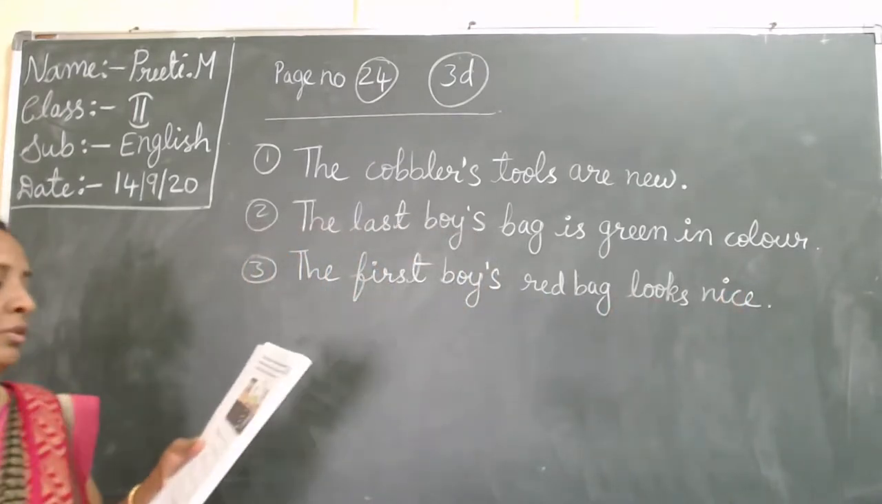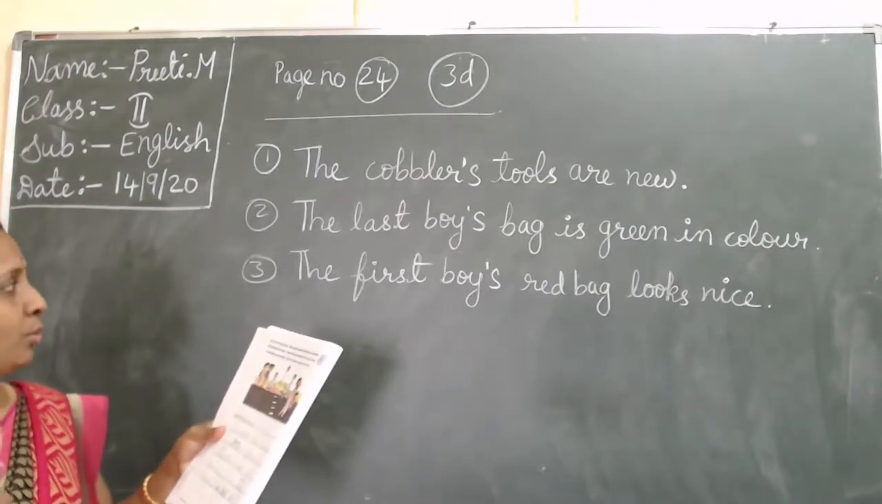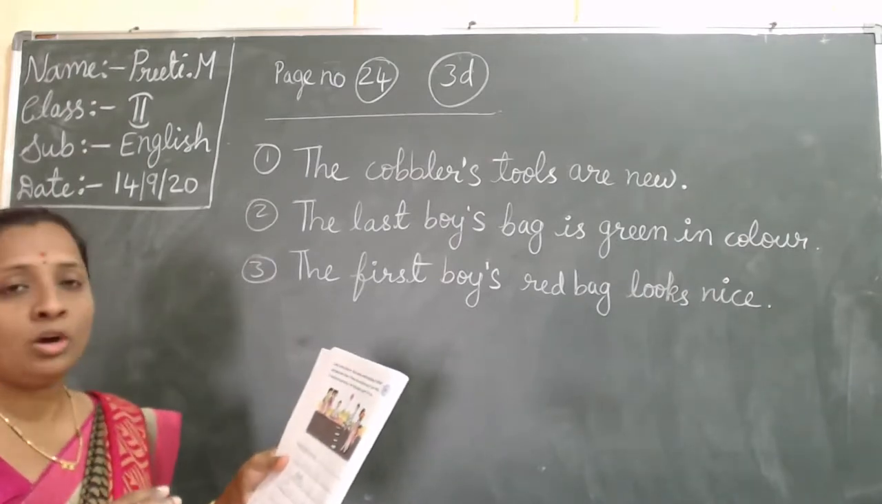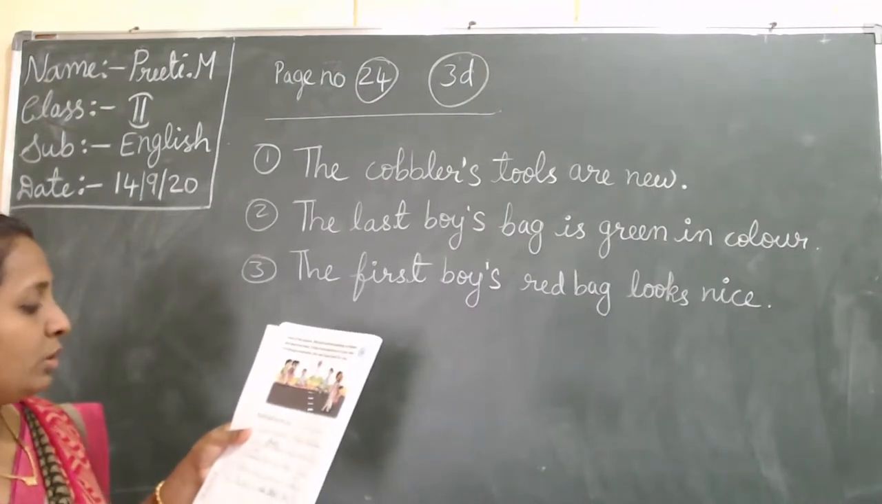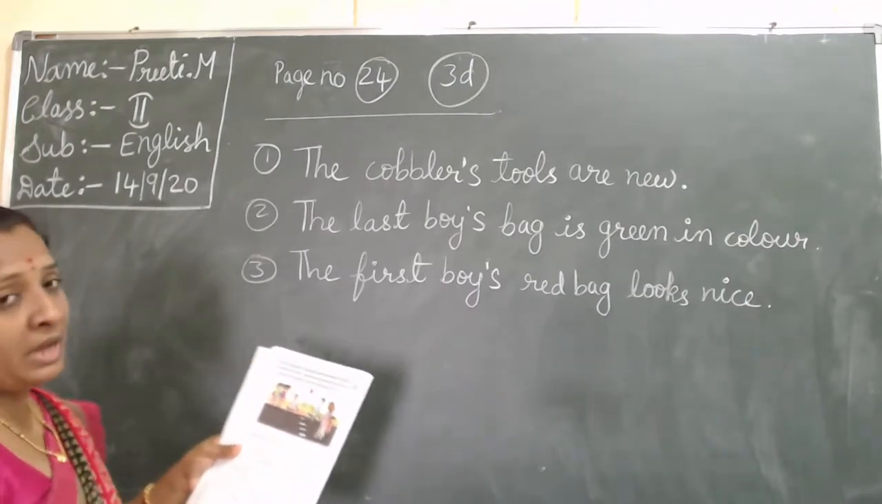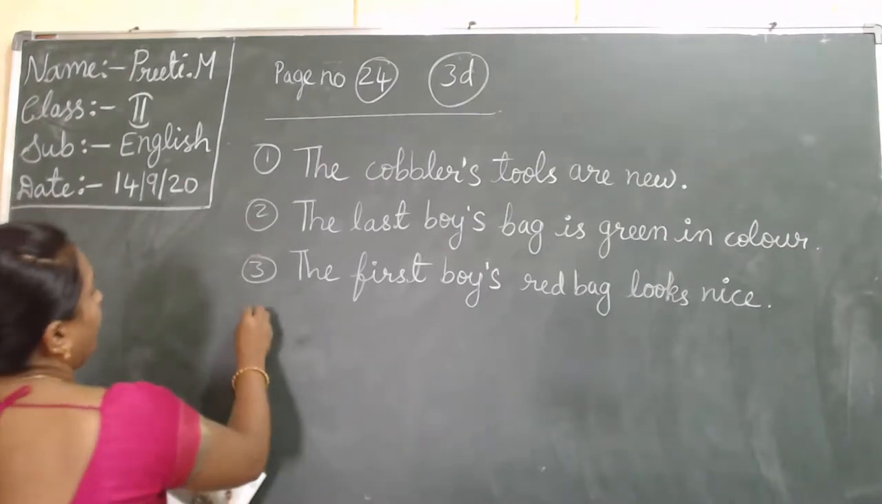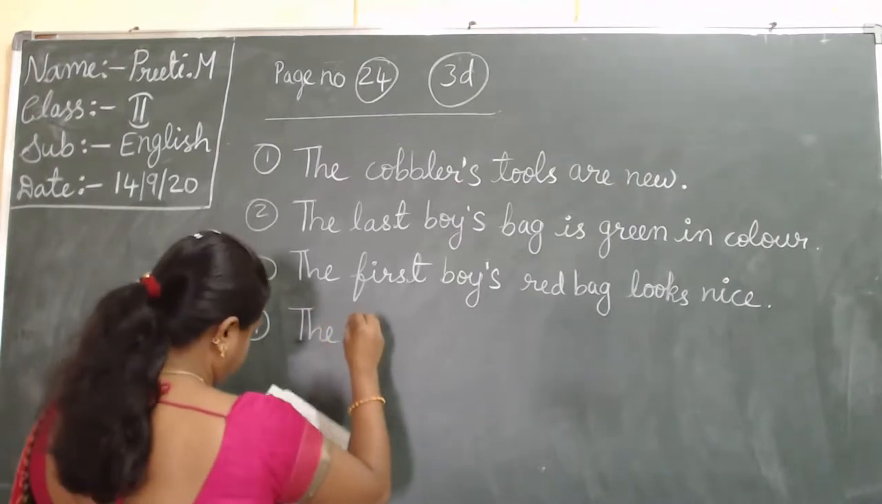Okay, the first boy's red bag looks nice. Now, what can you see next, children? In the first picture and the last picture, you can see the cobbler sitting with his tools. On the next, what can you see? You can see one man riding a bicycle. You can write: the man's cycle has a back seat.